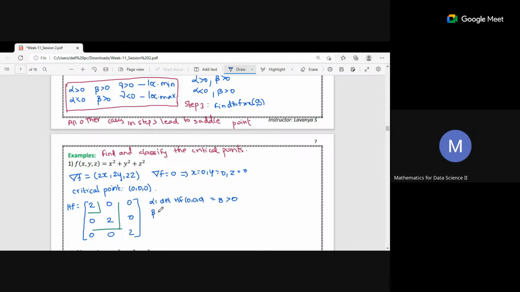Now what is your beta? Beta is 4. Again this is positive, so we can go to step 3. And your gamma is 2. So you see alpha is positive, gamma is positive, and beta is positive. So which case? Local minima, the first one. So this implies that (0, 0, 0) is a local minimum. Simple, right?